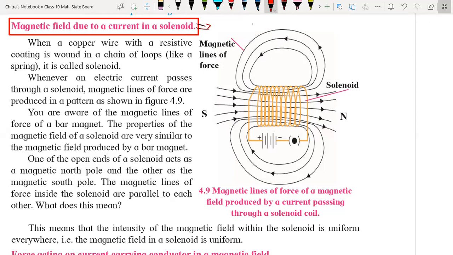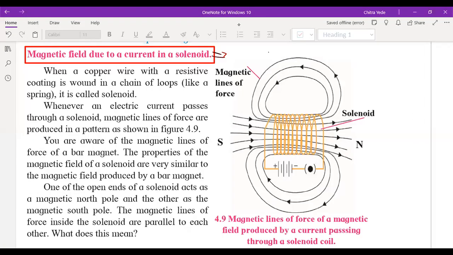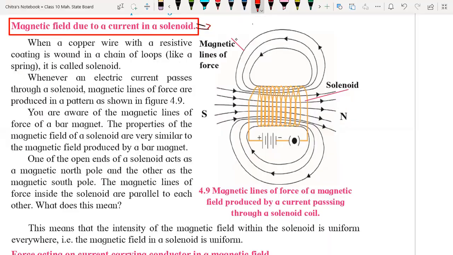Wait a second, someone is in the waiting room. Kritika. Okay.